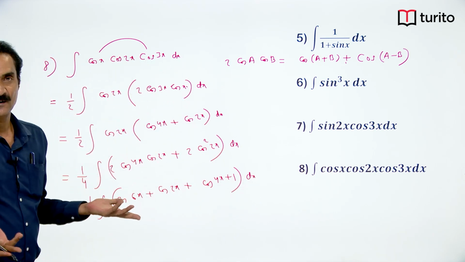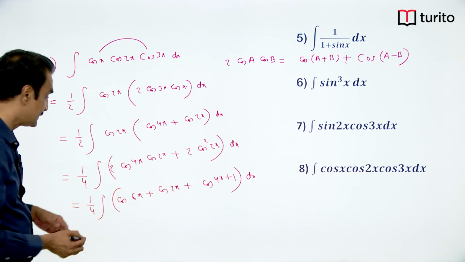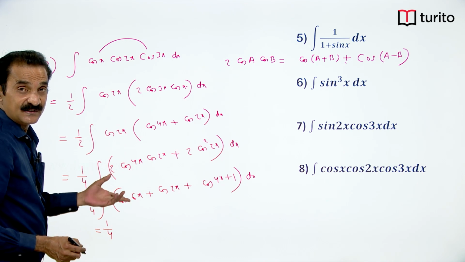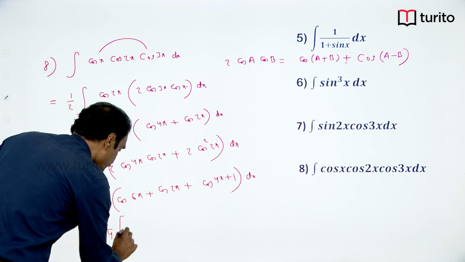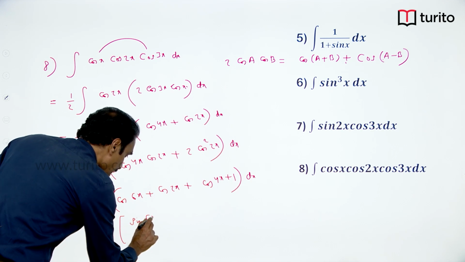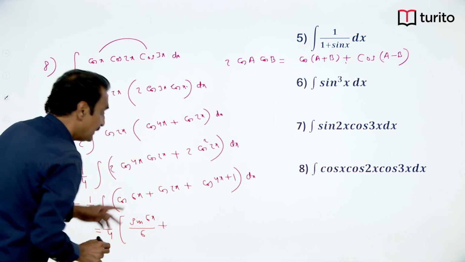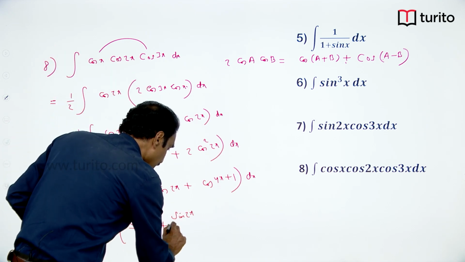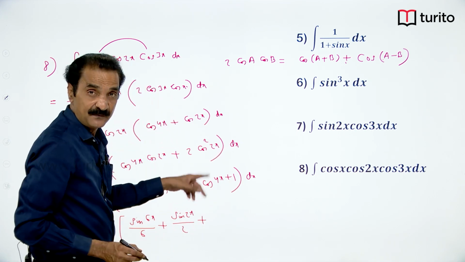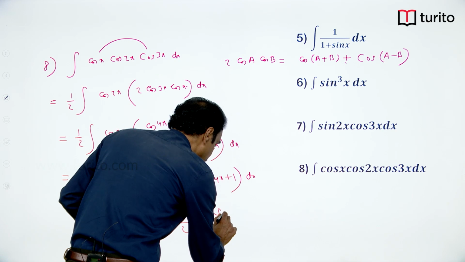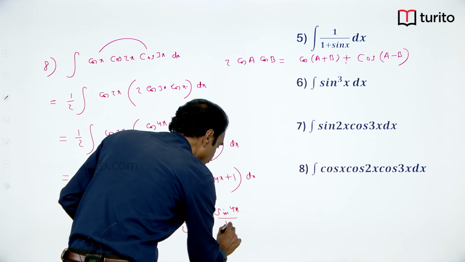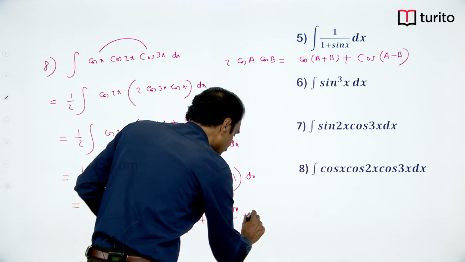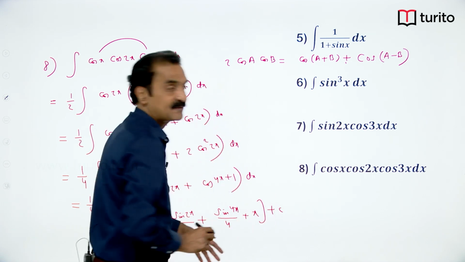Now, all terms are integrable using standard integrals. It is 1 by 4 into integral of cos 6x is sin 6x by 6. Integral of cos 2x is sin 2x by 2. Next is sin 4x by 4. Last is 1, integral of 1 is x, plus c. Okay.